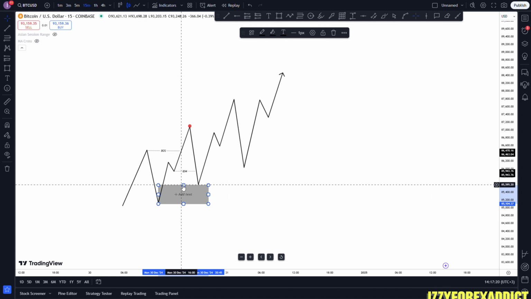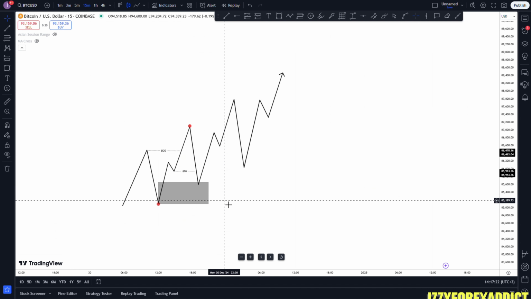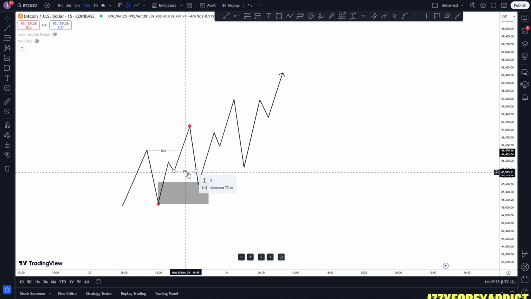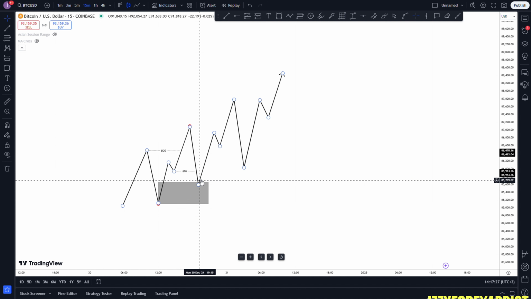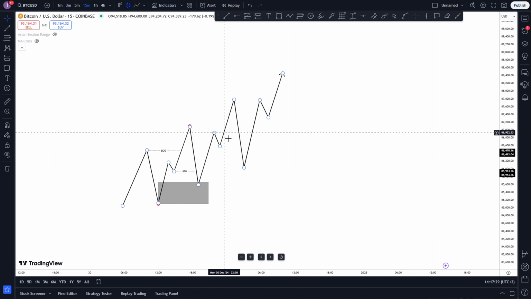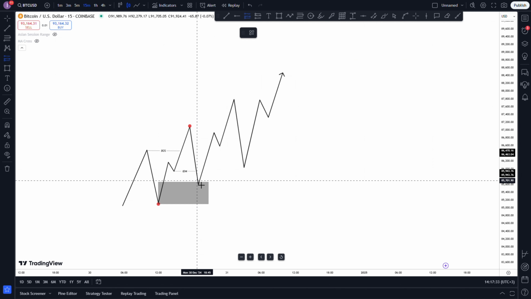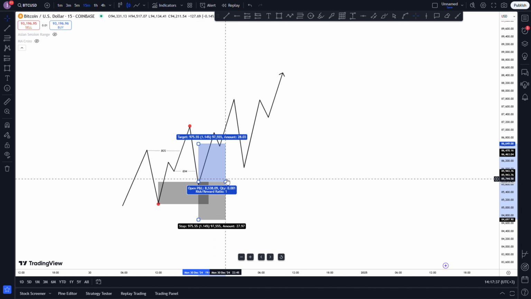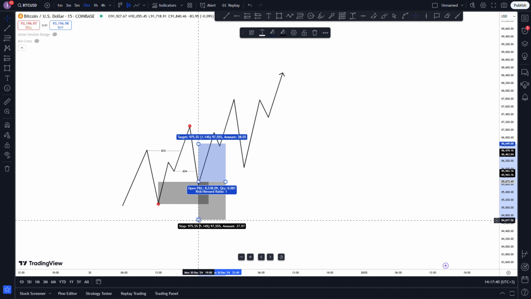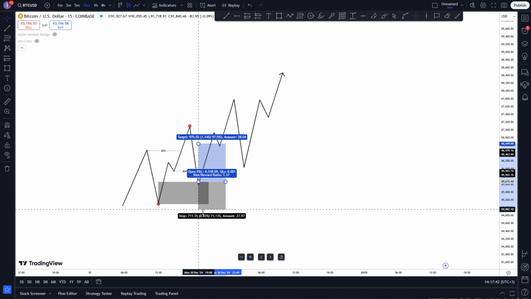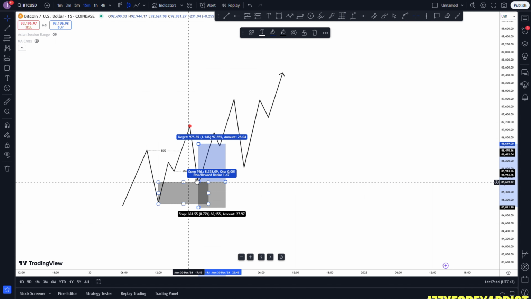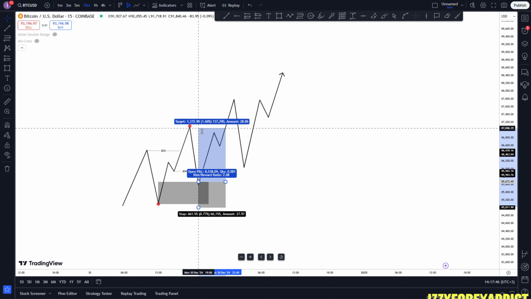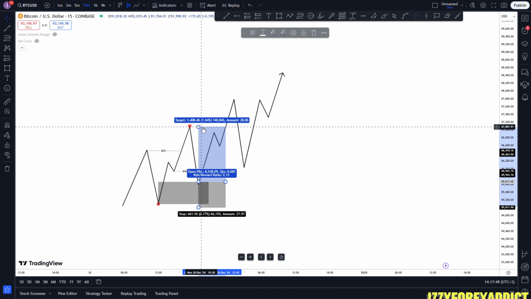So we expect price to come, take out inducement, then mitigate our order block, then shoot up. During this shooting up, this is how we set our take profit. This becomes our entry point. Our stop loss should be slightly below the previous swing low. Our take profit should be on the immediate swing high.